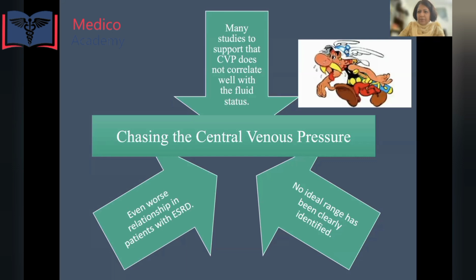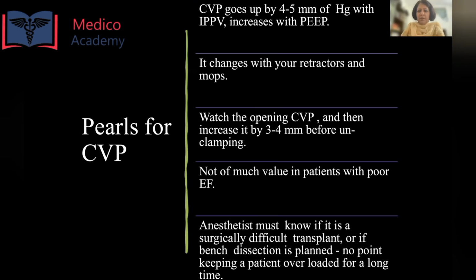Many studies, I'm sure, as anesthetists you are aware, support that CVP does not correlate well with fluid status, more so in patients with end-stage renal disease. They have soggy lungs, they may have poor LV function. There is no ideal range which has to be maintained. However, a central venous line is inserted in most of these patients, and we must remember that there is an impact of IPPV and PEEP on the CVP. There is an impact of retractors and mops on the CVP.